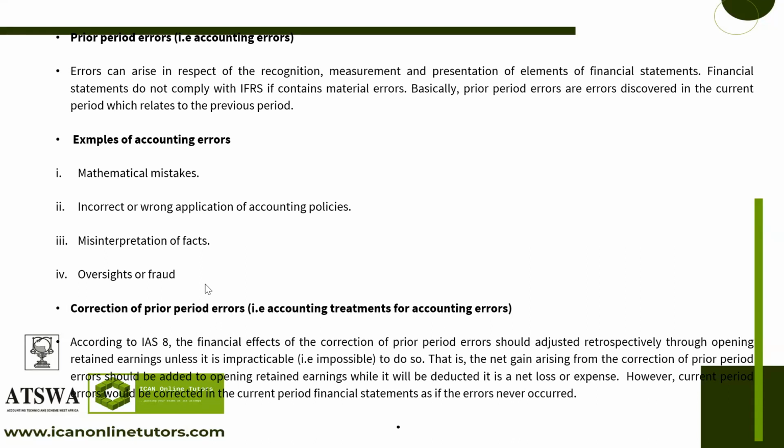Now, for current period errors, they should be corrected in the period the financial statements are prepared. That is, a current period error should be corrected in the current period where the financial statements are prepared, as if the error never occurred. So it's supposed to be corrected in that period where it occurred, or when the financial statements are being prepared.